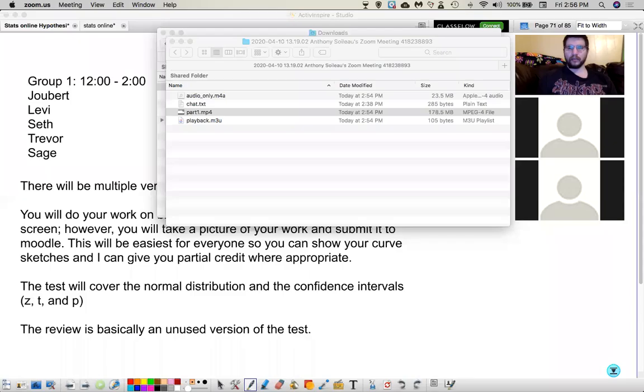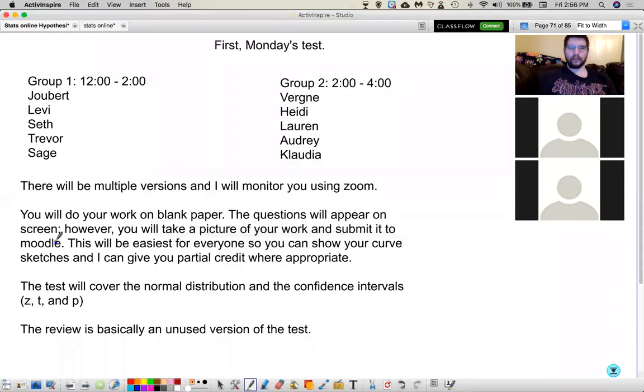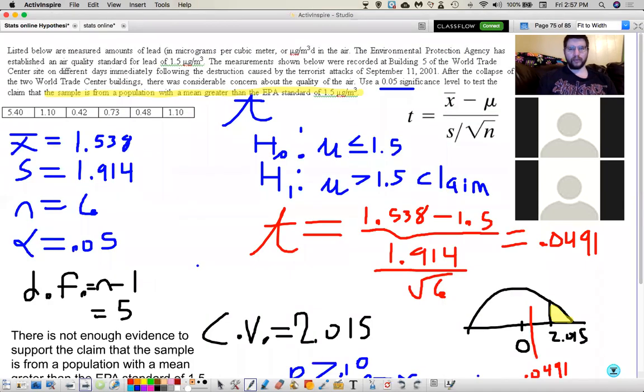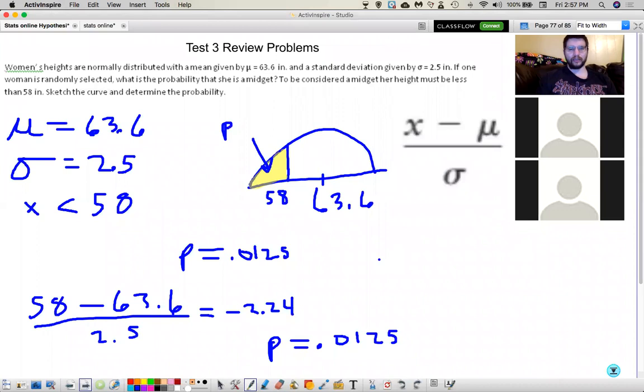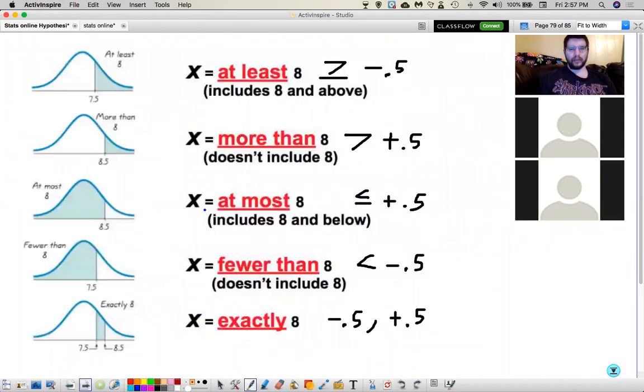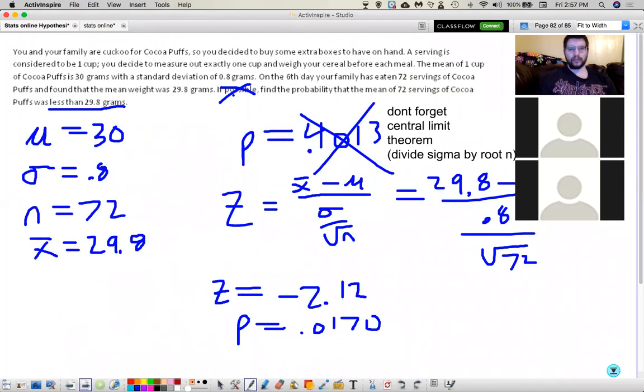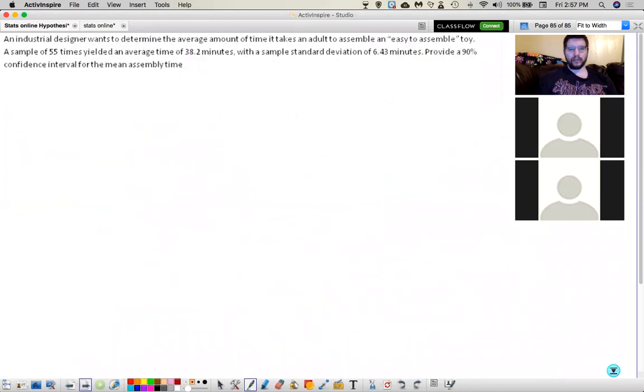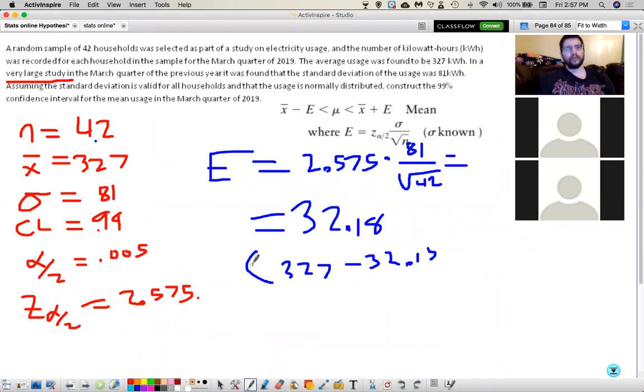Going to be on the test? Well, on the test will be the normal distribution and confidence intervals. Okay, sounds easy. We did a few Z and T tests. We identified which was which. And so far we are on this one on the review.